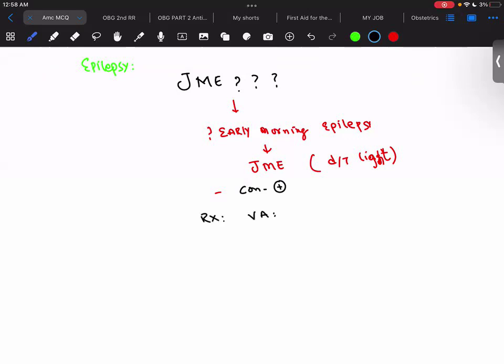The treatment is none other than valproic acid. Valproic acid. That's very, very important.